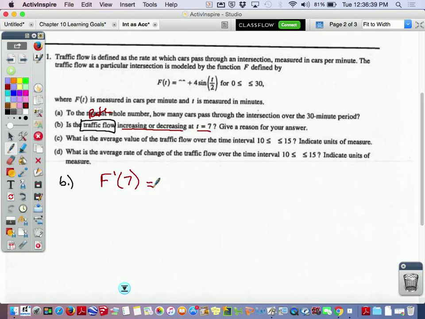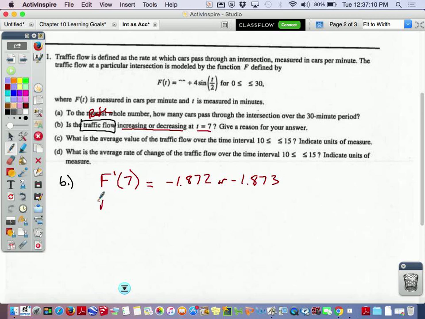So what you'll do is you'll do math 8. You'll have your function in your calculator and you'll plug in 7. This will give us the value negative 1.872, or you could round it to negative 1.873. Since this derivative is a negative value, that tells us what our traffic flow is doing. Because it's negative, we know the traffic flow is decreasing. And all we'd have to do is make a statement for that.